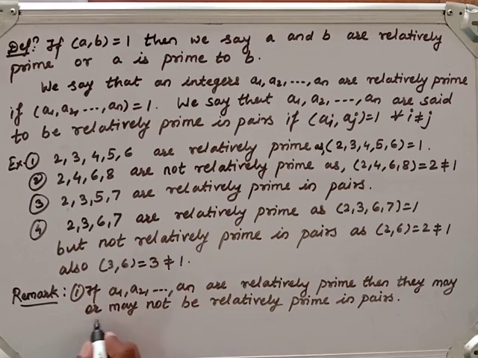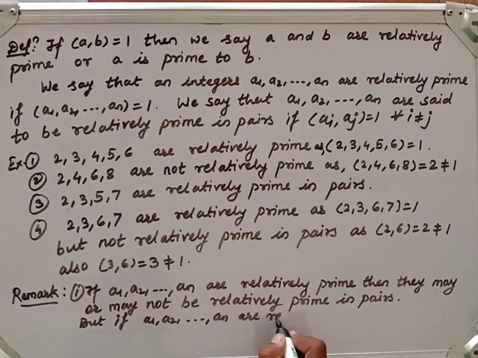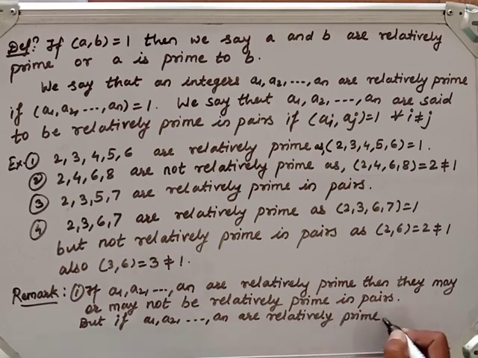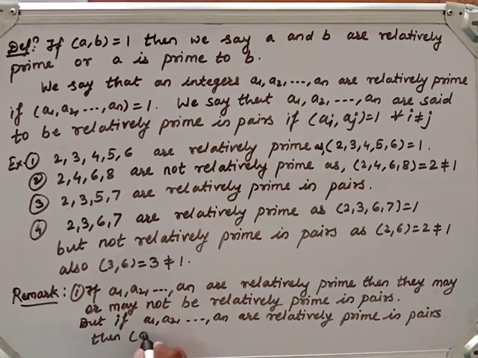Before going to a second remark, let me write one more thing. But if A1, A2 and so on up to AN are relatively prime in pairs, then they are relatively prime also. Means the GCD is 1 also. This is also important.